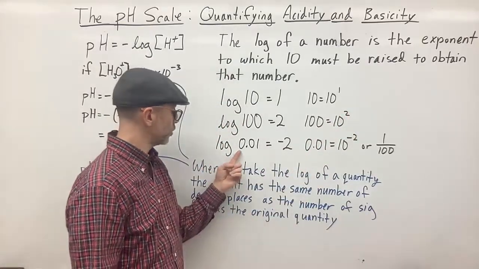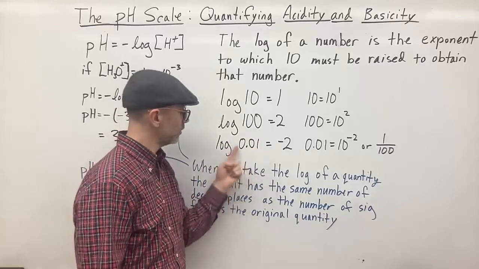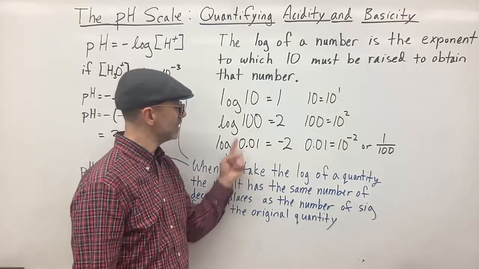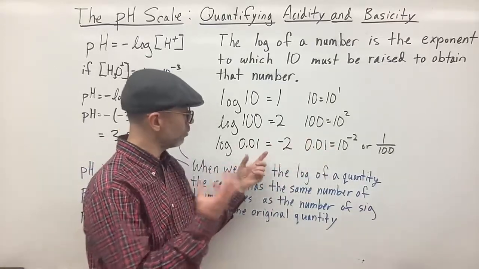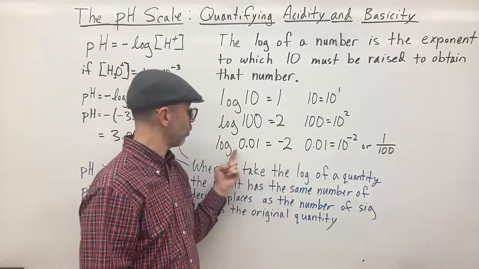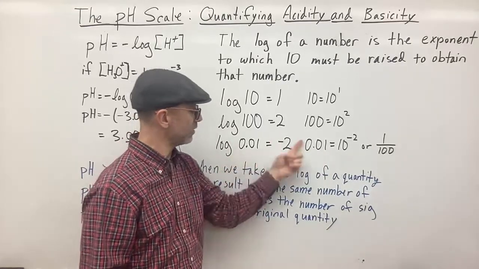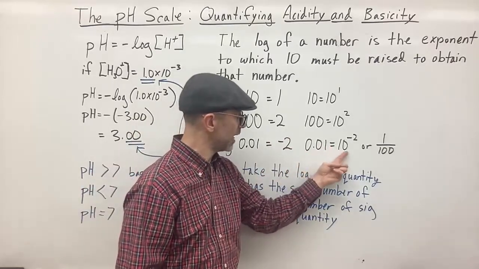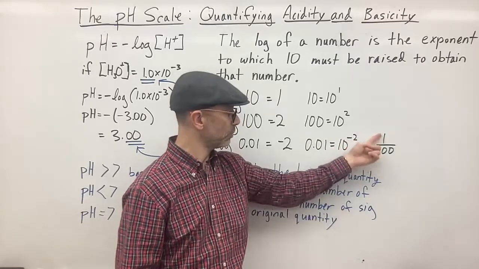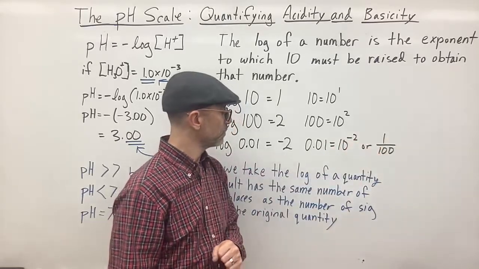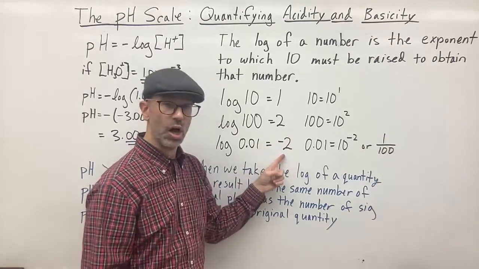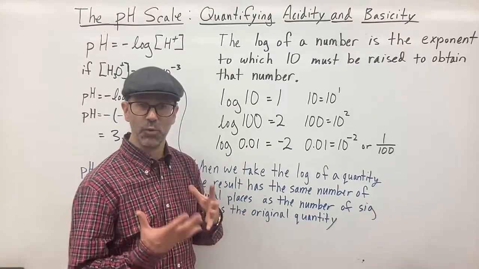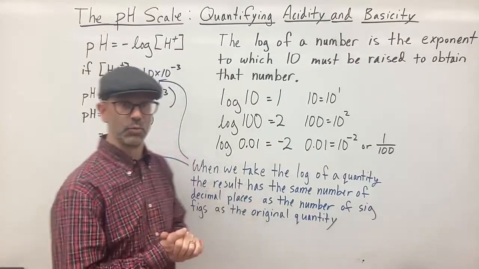Same thing for the log of 0.01. What's the log of this number? What power of 10 do I need in order to get 0.01? And the answer is -2, because 0.01 is equal to 10 to the -2 power, or another way to put it is 1 divided by 100. So -2 would be the log of 0.01. Okay, so I hope that helps explain what log is and what we mean by that.